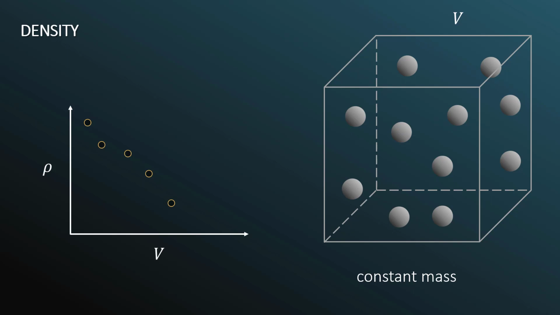And what we see is that density is inversely proportional to the volume. As volume increases, density decreases, and vice versa, assuming the mass is constant. Let's change things up a bit.